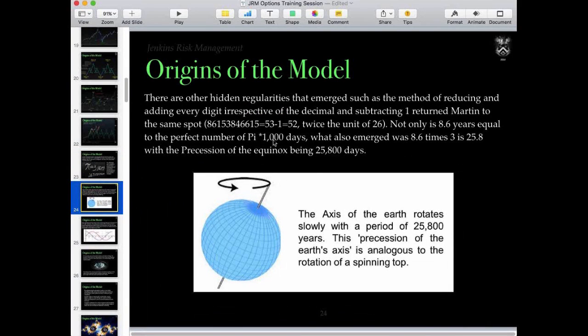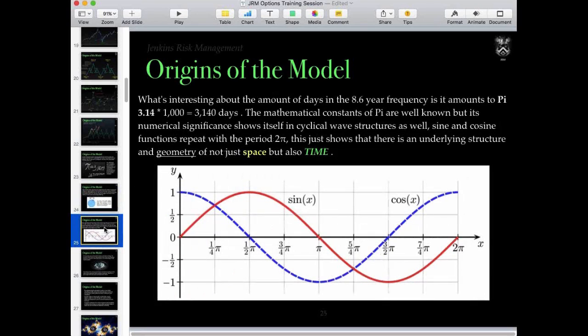This was just another example. 8.6 years is equal to the perfect number of pi times 1,000 days. But 8.6 times 3, guys, is 25.8. And when you look at the axis that the Earth rotates on, it's actually a period of 25,800 years. That's the precession of the equinox. So again, that's your cyclical nature, and that's an example in the cosmos, really.